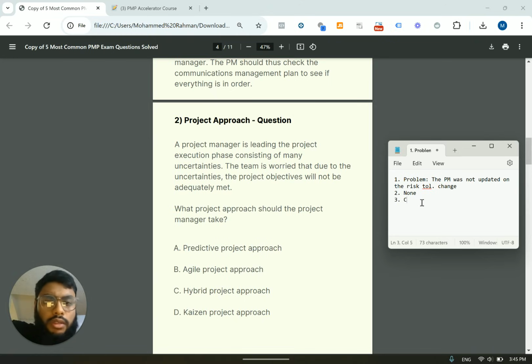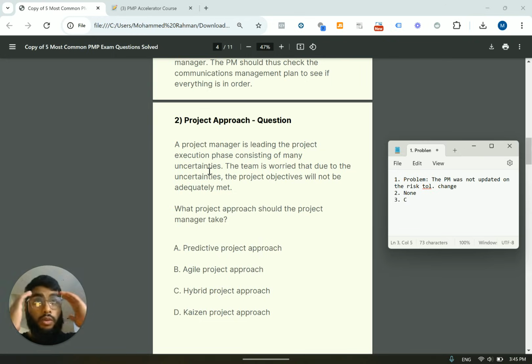A PM is leading the project execution phase, consisting of many uncertainties. The team is worried that due to the uncertainties, the project objectives will not be adequately met. What approach should the PM take? Project approach, okay? So in this question, they mentioned that there's a lot of uncertainty right over here. And because of that, you do not know what to expect.